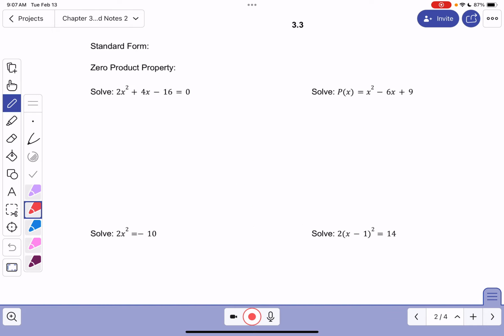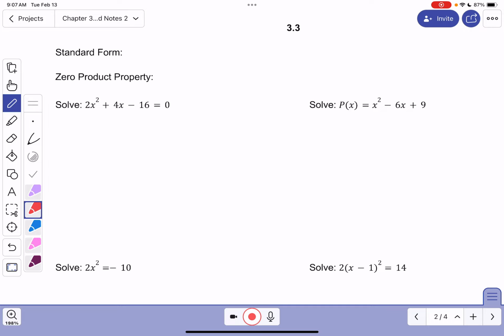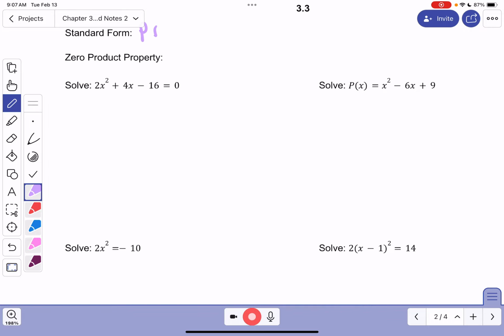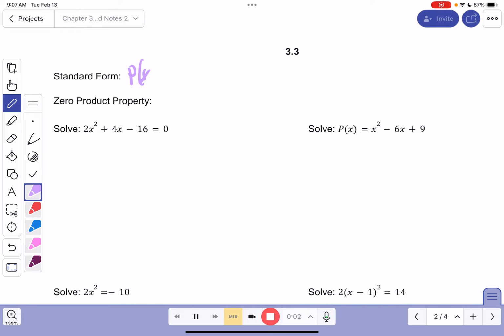All right, once you are ready, standard form of quadratics is p of x equals ax squared plus bx plus c. A is always with the x squared, b is always with the x, c is always alone.